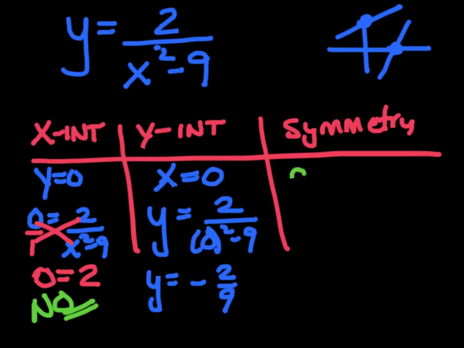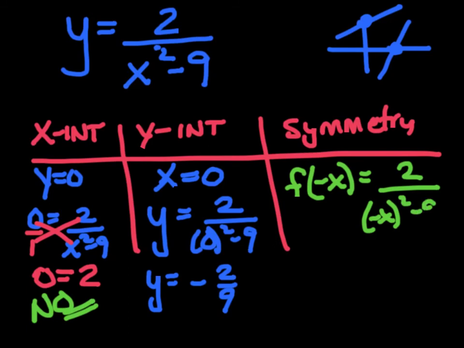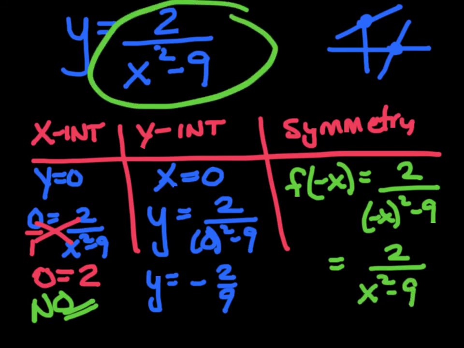And lastly, I'm going to test for symmetry. Now I think symmetry is pretty easy. You're just substituting a negative x and you're going to see what you get. So when I substitute in negative x, I've got 2 over (-x) squared minus 9. So that gets me 2 over, if I square a negative, x squared minus 9. Now compare that to the original function. Are you the same, 100% different, or a mix? I would say that's the exact same. Therefore, that implies that my function is even, which of course is symmetric to the y-axis.